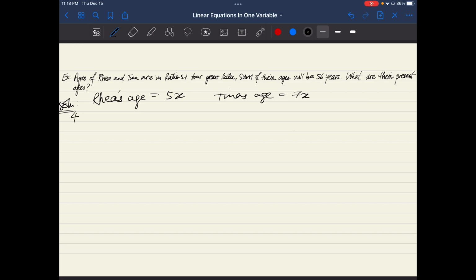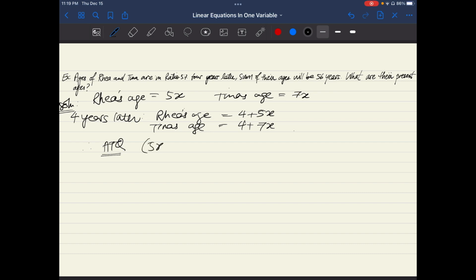Now, they're saying 4 years later, the sum of their ages will be 56 years. So 4 years later, Rhea's age will be 4 plus 5x, or 5x plus 4. And Tina's age will be 4 plus 7x, or 7x plus 4. Therefore, according to the question, the sum of their ages will be 56 years in 4 years.